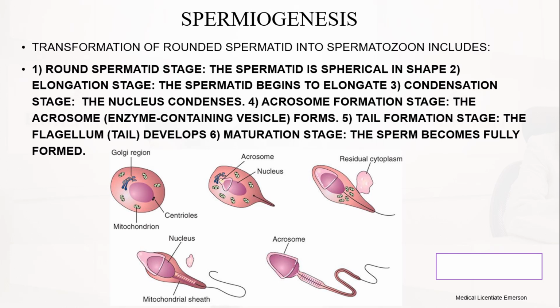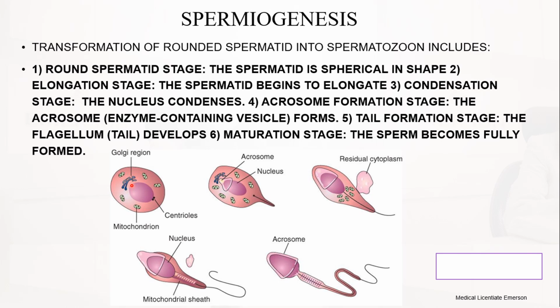spermiogenesis. Okay, so in the process of spermatogenesis, there is an interesting part which we call spermiogenesis. So spermiogenesis is by definition the final stage of spermatogenesis, where round spermatids differentiate into mature spermatozoa. Okay, that's what you need to understand.